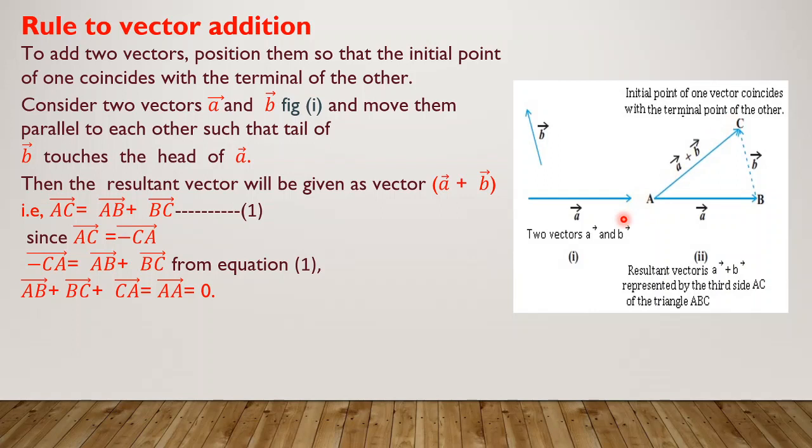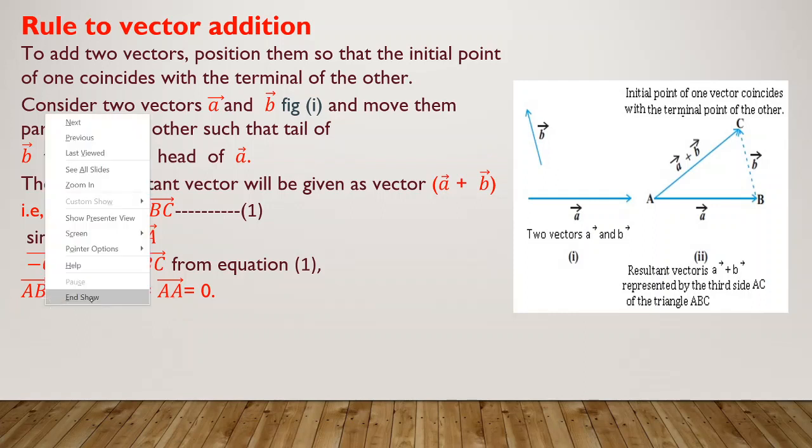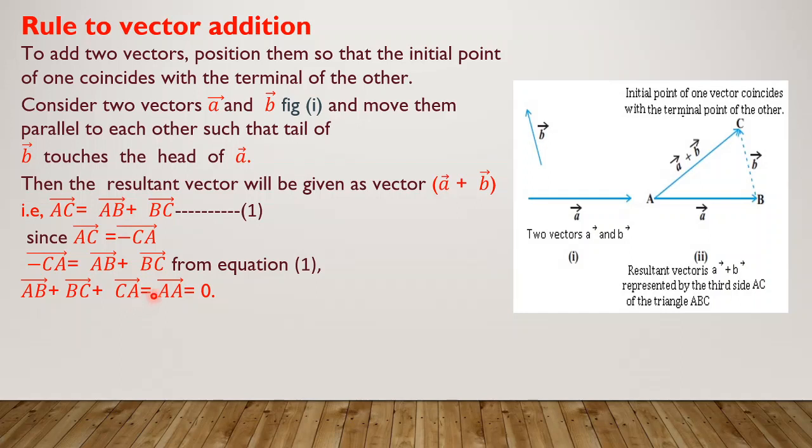So I'll be getting vector AB plus vector BC plus vector CA is equal to vector AA. That means the person started here, traveled A to B, B to C, and finally C to A. That means the net displacement, the resultant, will be 0, because he ended at the same point where he started. Here the initial and terminal points coincide, therefore the resultant is 0.